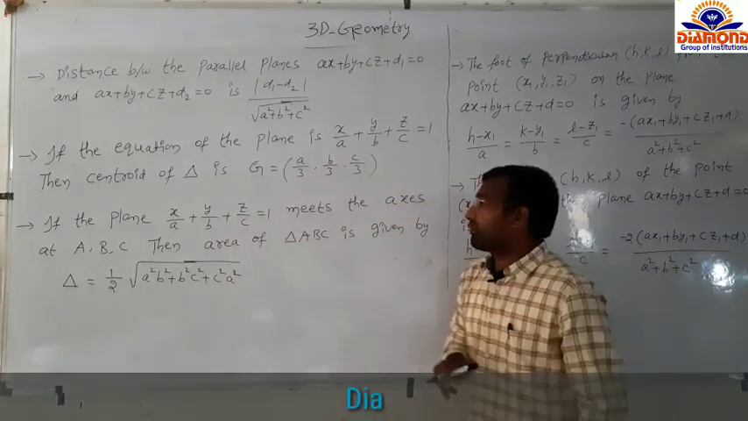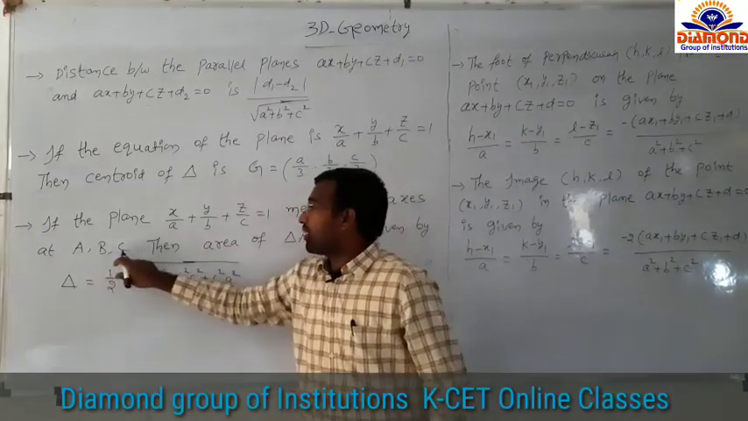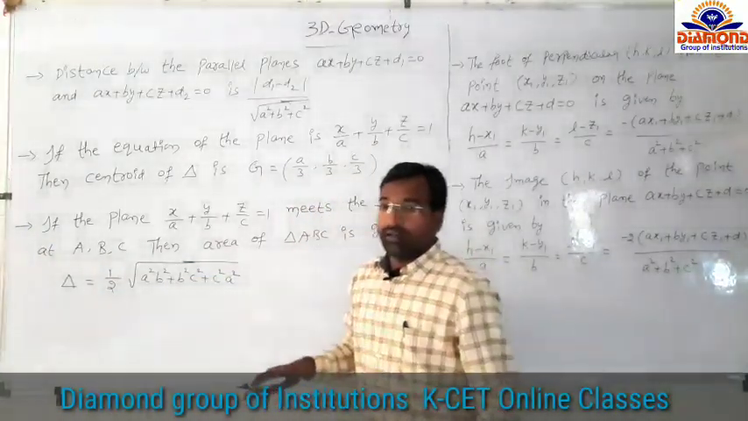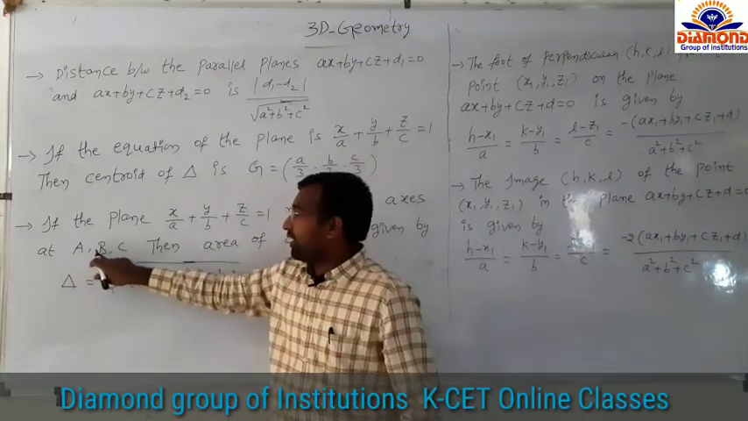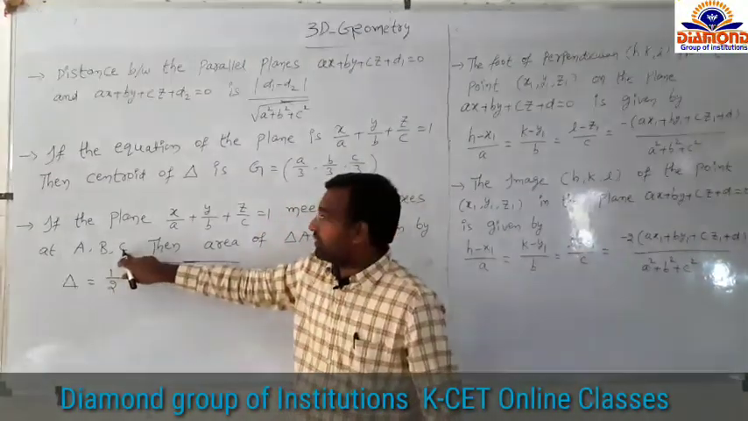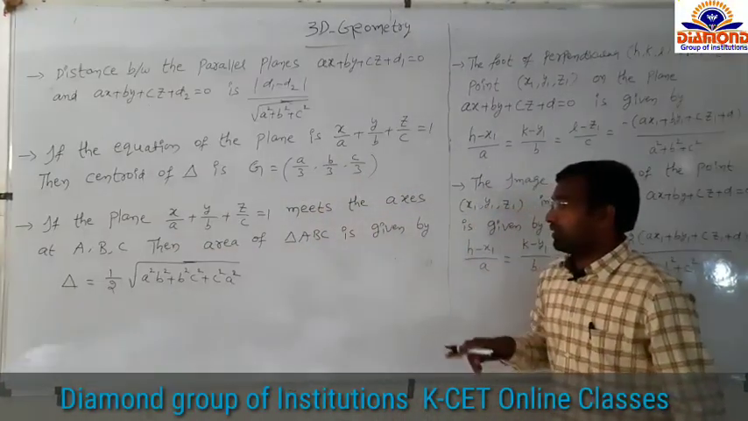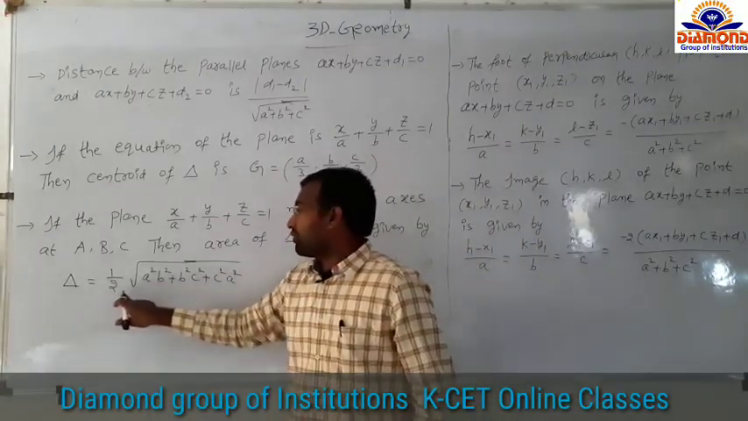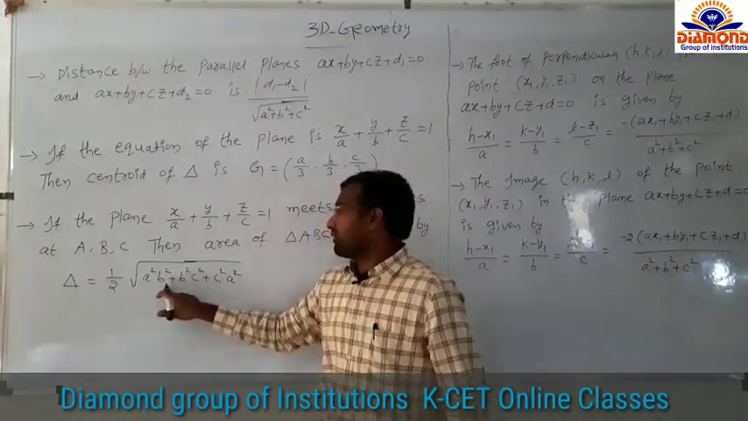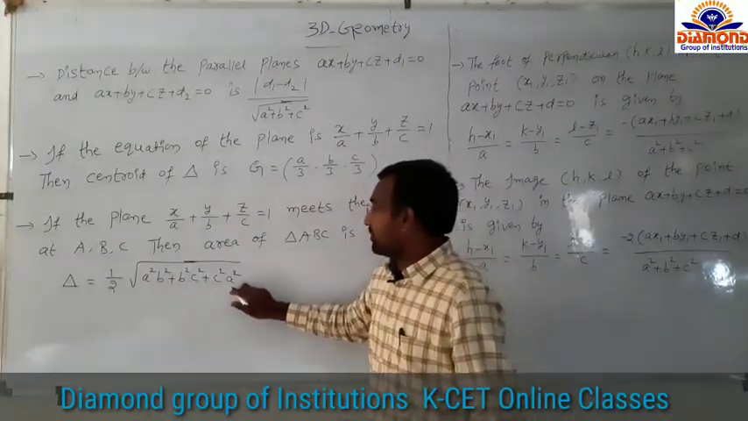Next point, if the plane x by a plus y by b plus z by c equal to 1 meets the axes at a, b, c, that means it meets the x axis at a, the y axis at b, the z axis at c, then the area of the triangle ABC is 1 by 2 under the root of a square b square plus b square c square plus c square a square.